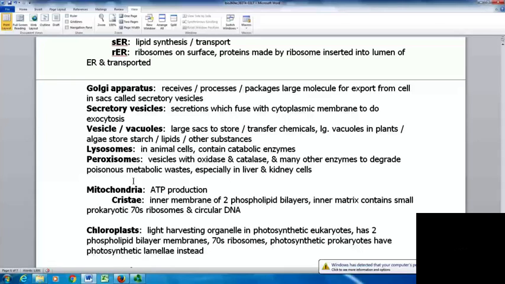Lysosomes are found in animal cells. These contain catabolic enzymes. Peroxisomes are going to be vesicles that have oxidase and catalase, as well as other enzymes to degrade poisonous metabolic wastes. These are particularly abundant in liver and kidney cells.